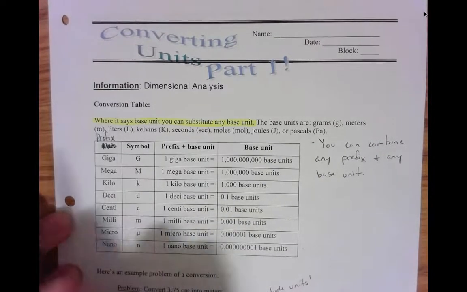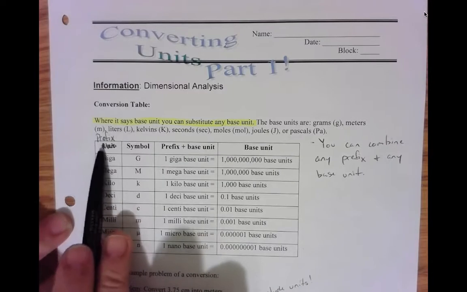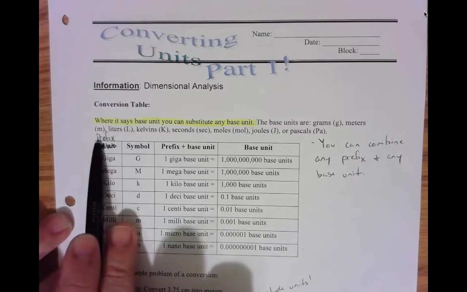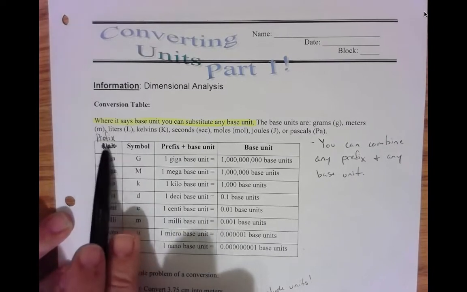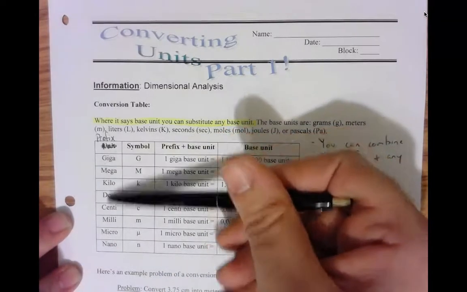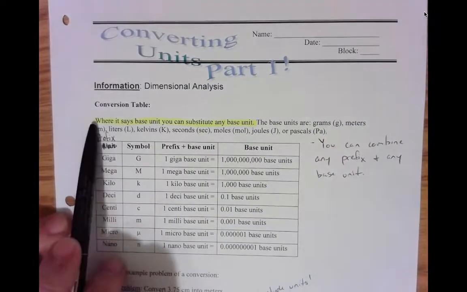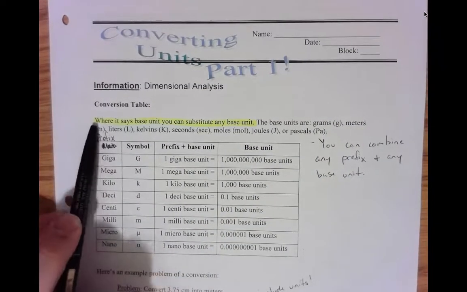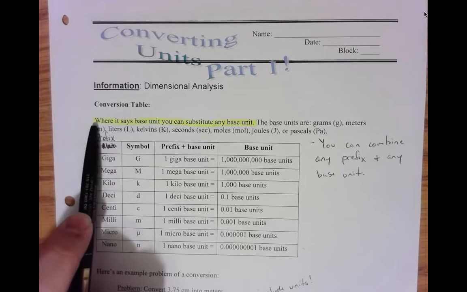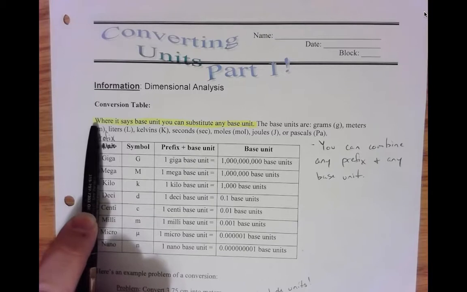The first thing to note about the table is where I wrote unit, I meant to write the word prefix. So please cross off unit and write the word prefix. All of these are prefixes. They can be combined with base units. And that's actually the first thing we need to talk about. So what we need to talk about is this highlighted thing. It says wherever it says base unit, we can substitute any of our base units.